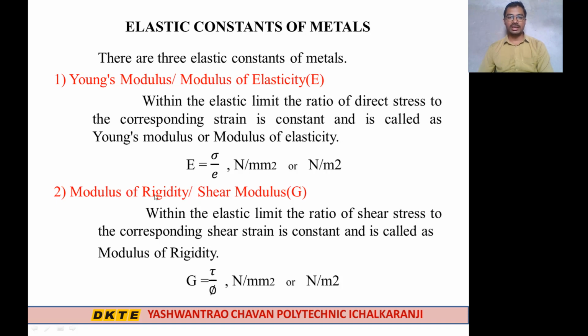Modulus of rigidity or shear modulus. Within the elastic limit, the ratio of shear stress to the corresponding shear strain is constant is called as the modulus of rigidity. It is denoted by capital G is equal to tau, means shear stress, and phi, means shear strain. Its unit is also Newton per millimeter square or Newton per meter square. Both are looking the same. Here only is the ratio of stress upon strain and here is the ratio of shear stress upon shear strain.